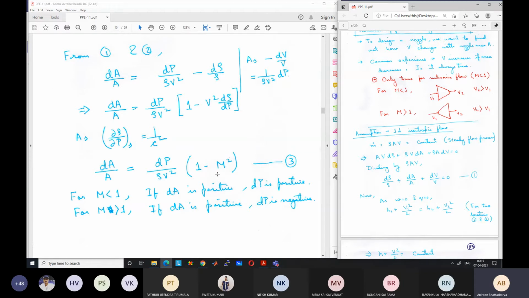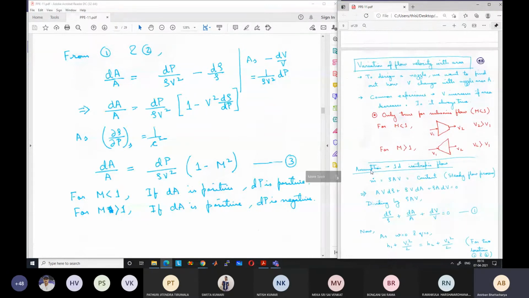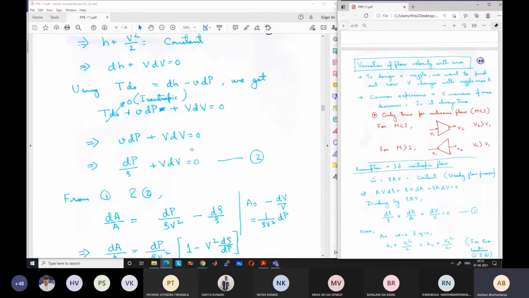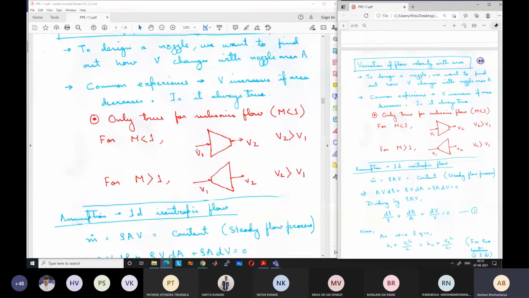If m is less than 1, for a subsonic flow, 1 minus m square is positive. It means that if dA is positive, dp has to be positive. A and rho v square anyway are going to be positive; area has to be positive, rho and v square also have to be positive. So if dA is positive, dp is positive. It means that if the area increases, the pressure also increases. This is the case that we had seen for subsonic flow.